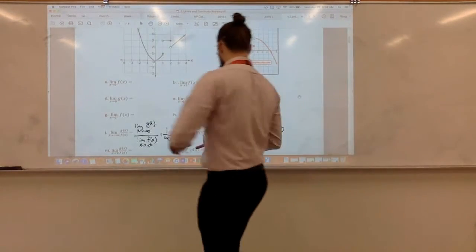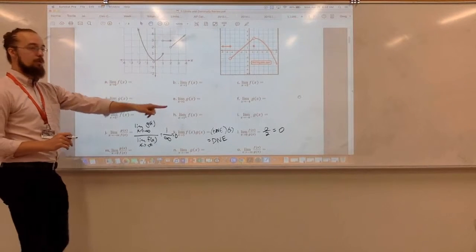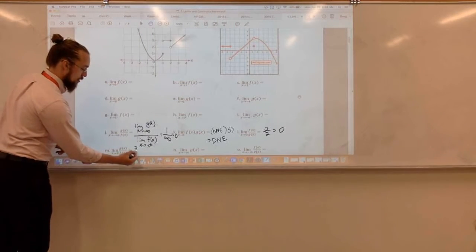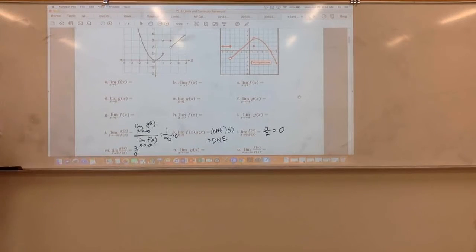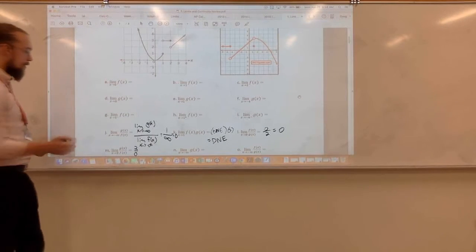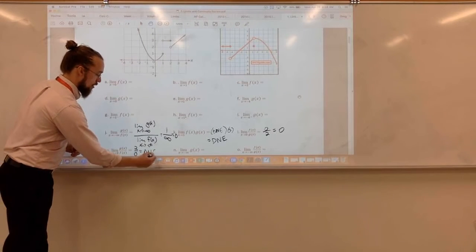Last 3. So m, I'm just flipping that. So instead of 0 over 2, we'll have 2 over 0. 2 over 0 wouldn't exist. Right? We can't divide by 0. So this we would just say does not exist.